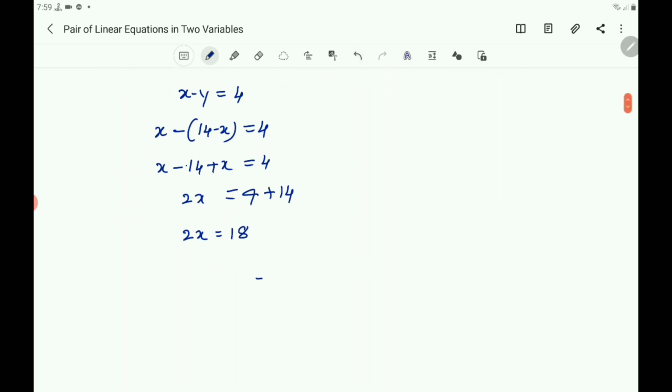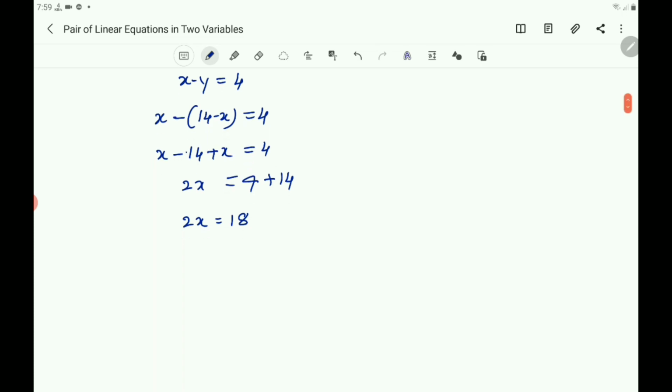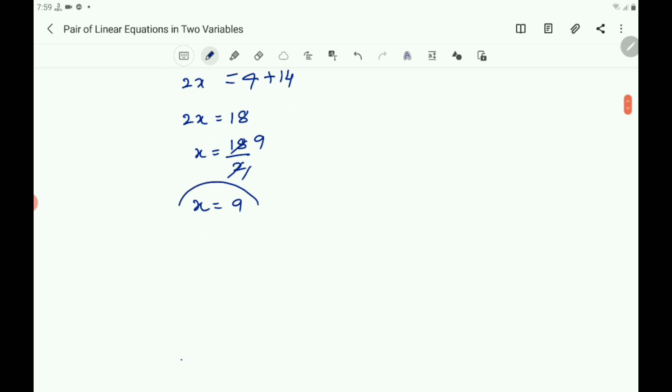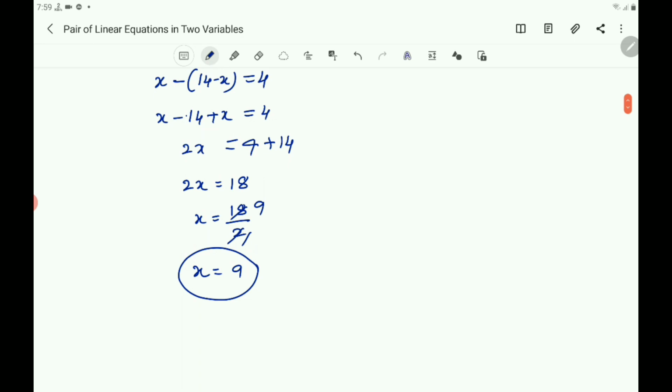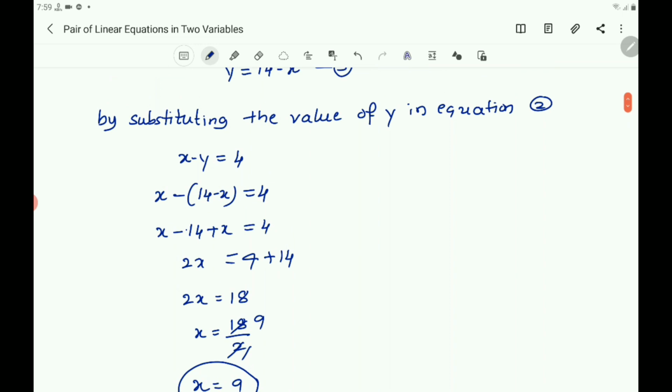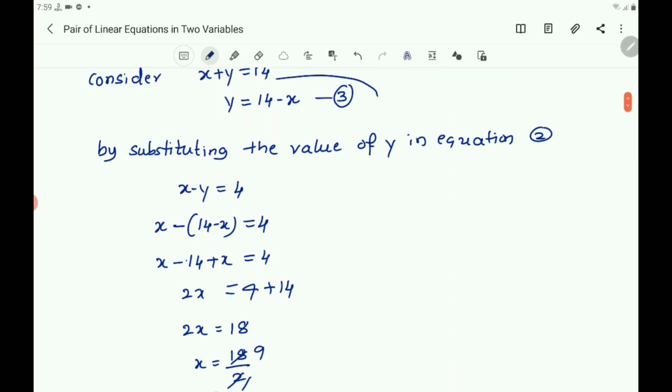Then you solve this equation. You got a linear equation in one variable, a simple equation, and solve for the value of x. That is x equals 18 by 2. 2 nines are 18, so you got x equals 9. Then substitute this x equals 9 in equation 3. Then you will get the value of y.